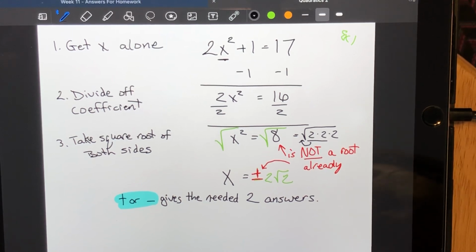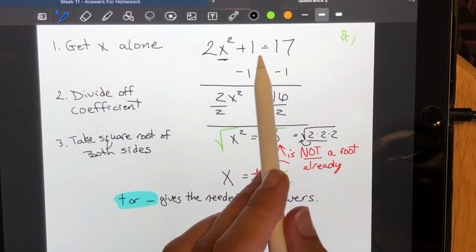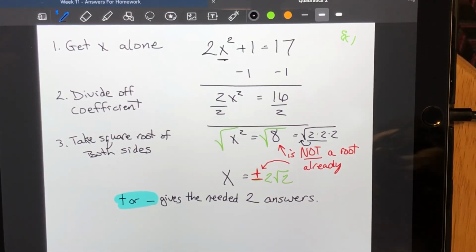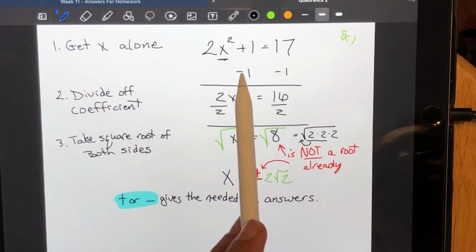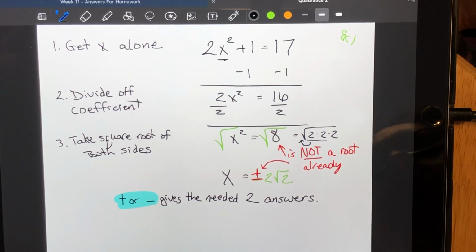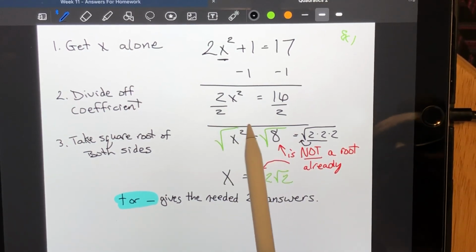So we go all the way back to the very beginning, and my silly story of X wants to go to the movies by himself. How do we get there? Well, he's already all gathered together. We've got all of his parts together. So who do we get rid of first? We get rid of our external numbers, our external terms. So we're going to get rid of our 1. We're going to simply subtract 1 from one side, subtract it from the other side. So now I have 2x squared equals 16.